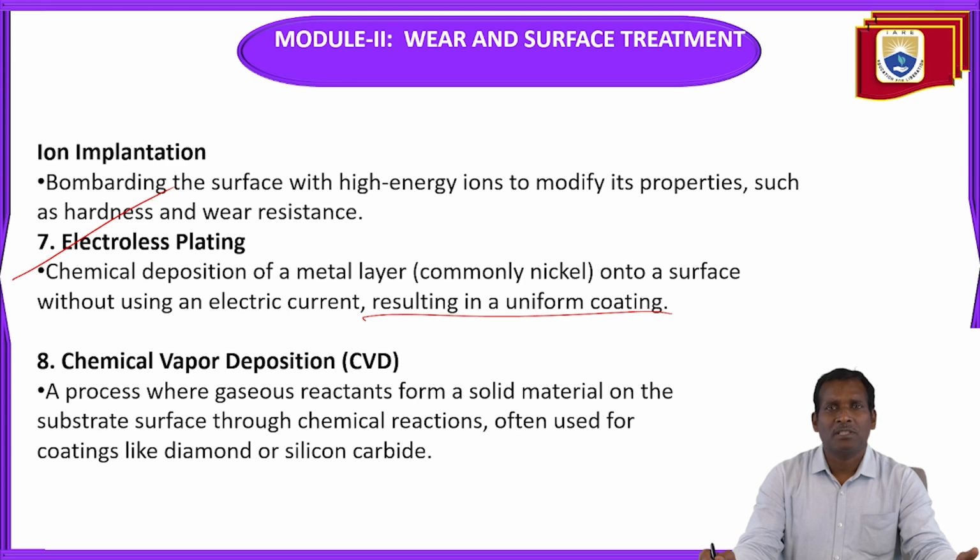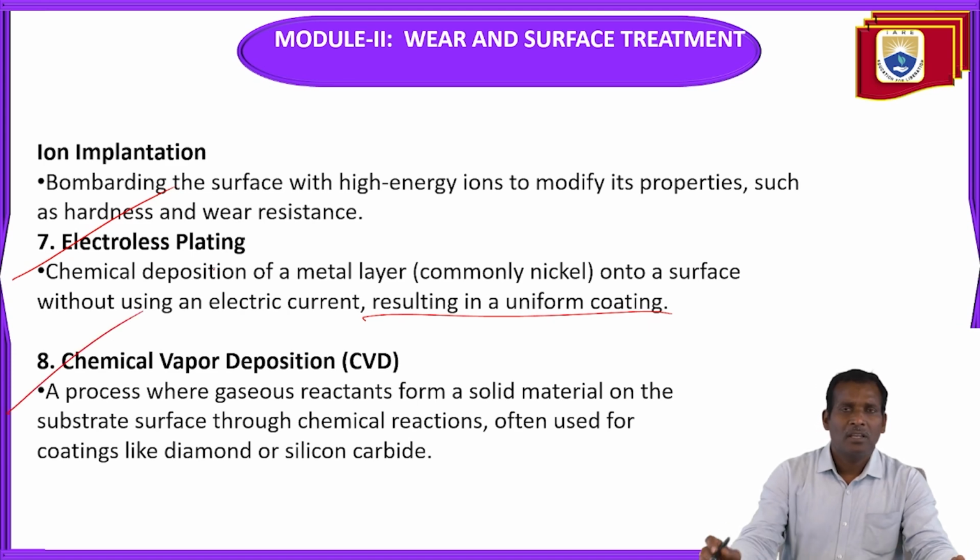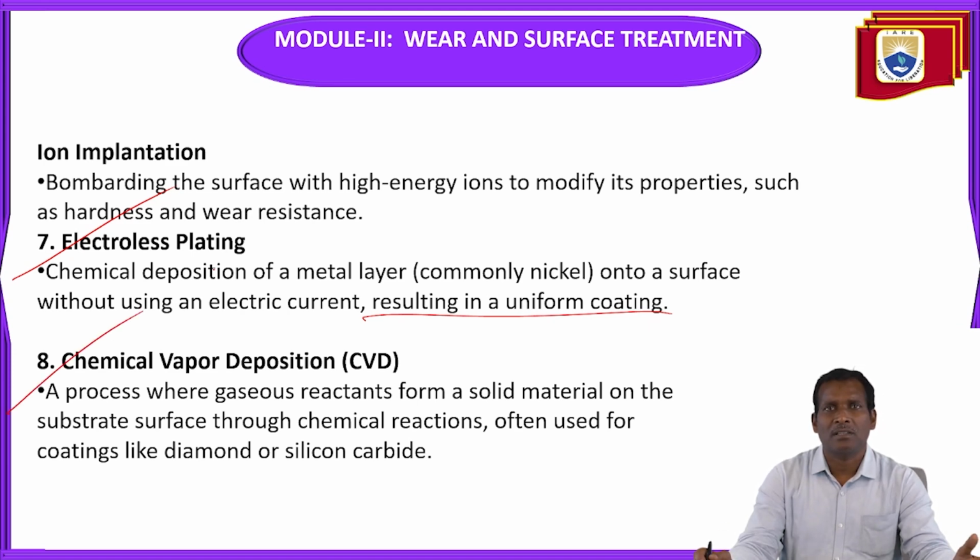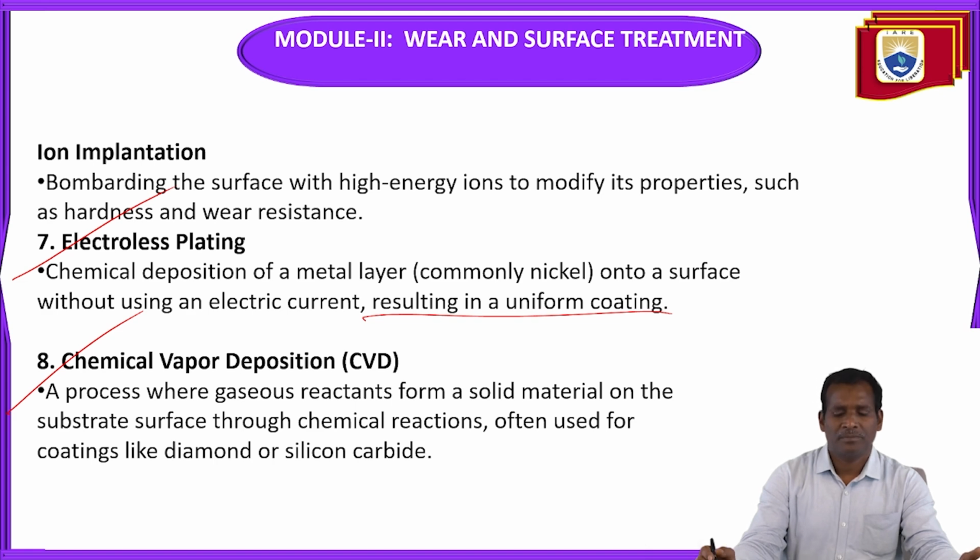Chemical vapor deposition (CVD) is a process where gaseous reactants form a solid material on the substrate surface through chemical reactions, often used for coatings like diamond or silicon carbide.